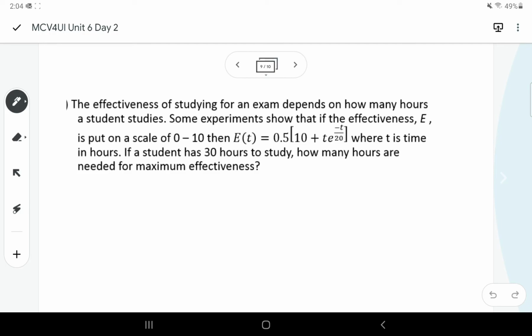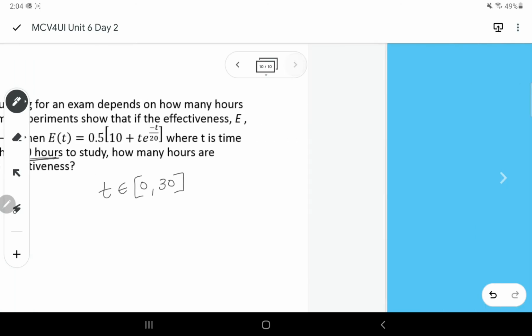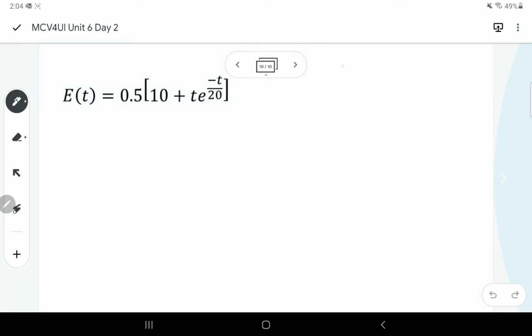Okay, we want to figure out on a scale of 0 to 10 how effective your studying is. So this says the student has 30 hours to study. So I'm going to restrict our time. They could study not at all or up to 30 hours. We want to know what's the maximum effectiveness for their studying. And I just have this on another slide. So I know that t is between 0 and 30.